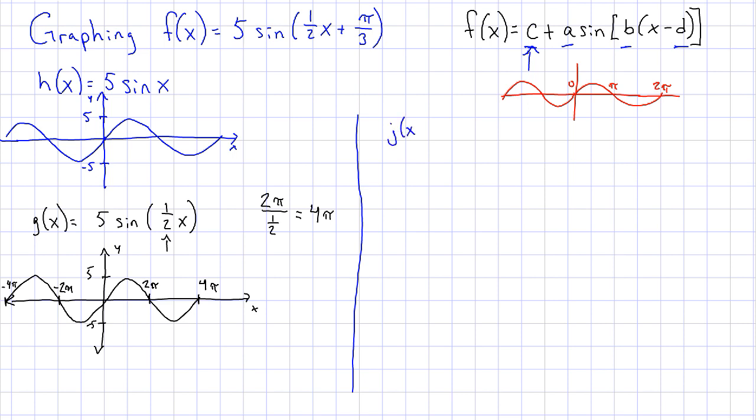Oh, I don't need to call it J. I already have something that's called F. So that was the original problem statement: f of x equals 5 sine of 1/2 x plus pi over 3. Something worth noting is that this form doesn't exactly match what I have here.